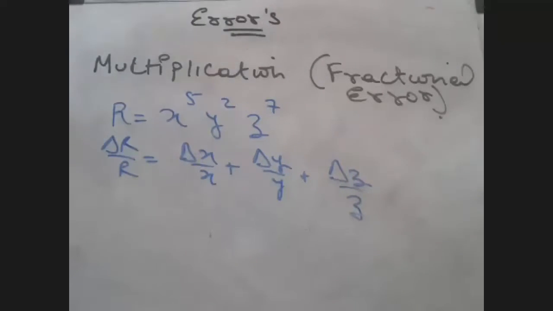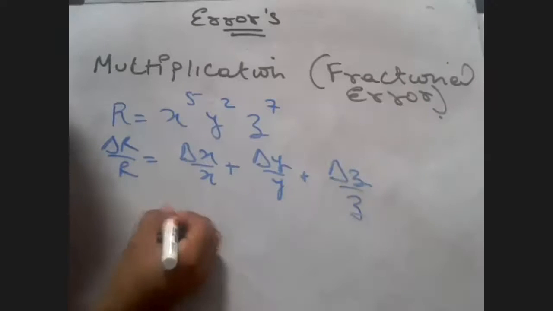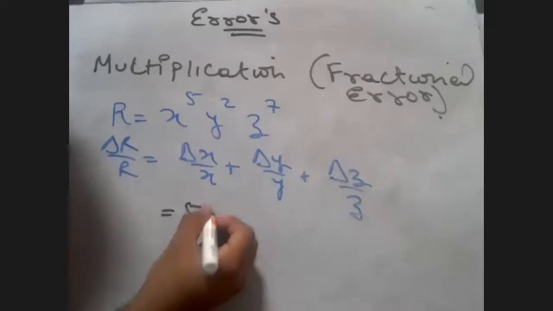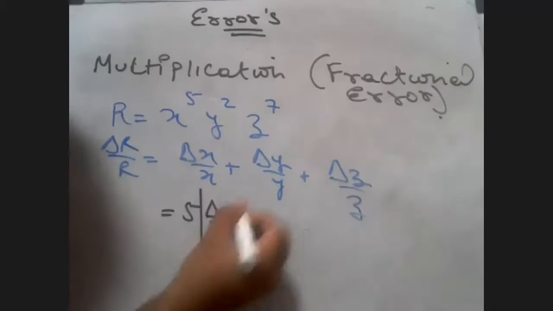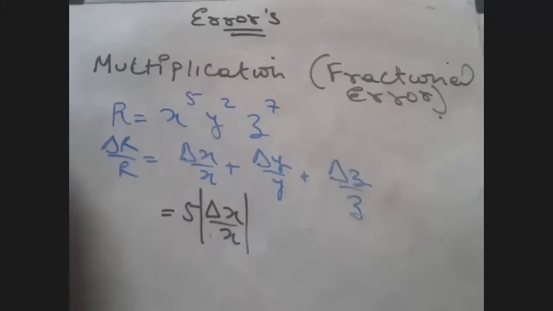Now what I will do? I will take these exponents and bring them down. So if I bring these exponents down, I'll get 5 delta x by x, of course, please put this mod function, and I will tell you why. Why do we put the mod function? Just now we saw that in addition and subtraction, both the cases, errors are getting added up. So that is the reason we are taking this mod. If this exponent turns out to be negative, we'll look at that example also.